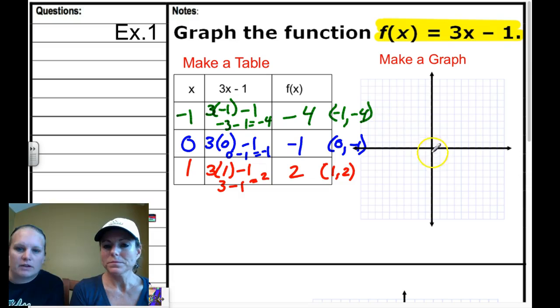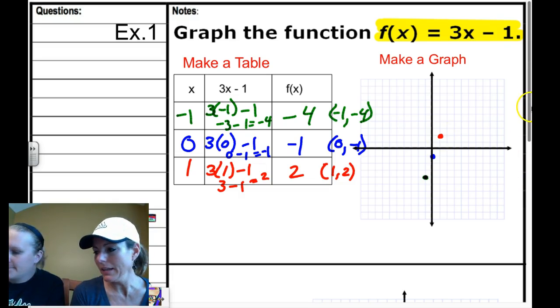So for -1, -4, go back 1 and down 4: 1, 2, 3, 4, put my point. Then 0, -1. We'll change to blue. And 1, 2: over 1, up 2. And now we can draw our line.